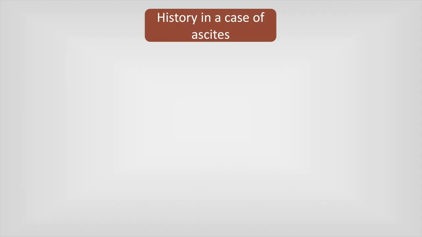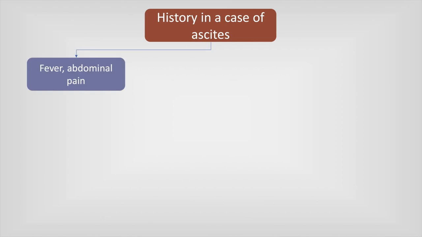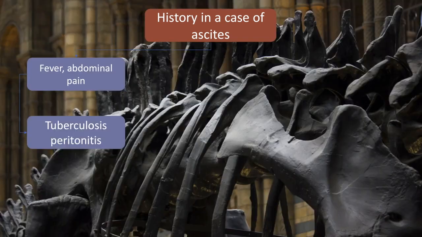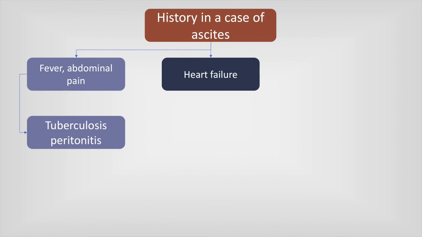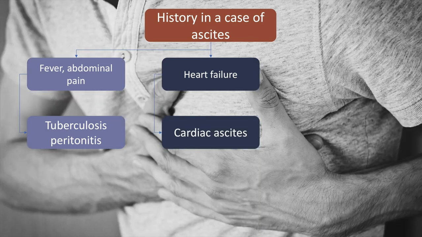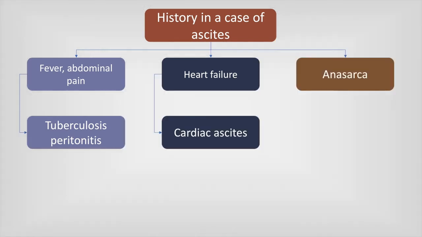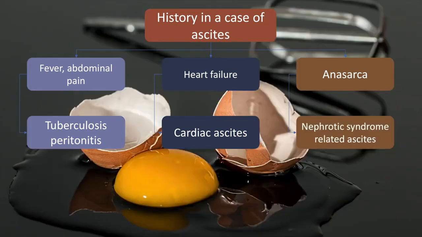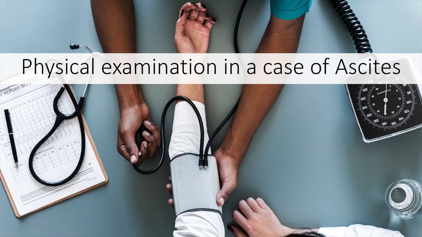Furthermore, a patient who presents with fever and abdominal pain may be having abdominal tuberculosis. A patient who has heart failure may have cardiac ascites, and a patient who has anasarca may have nephrotic syndrome related ascites. Physical examination is of vital importance in a patient with ascites.